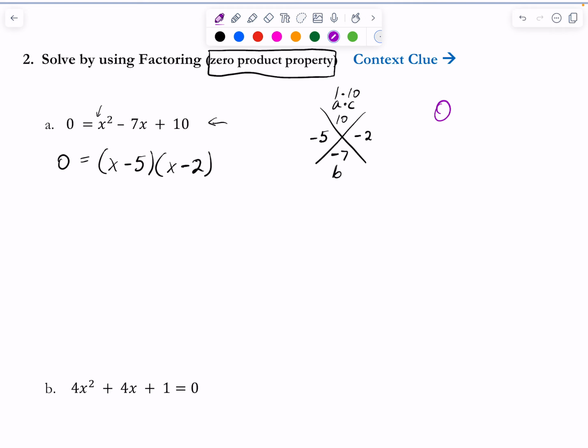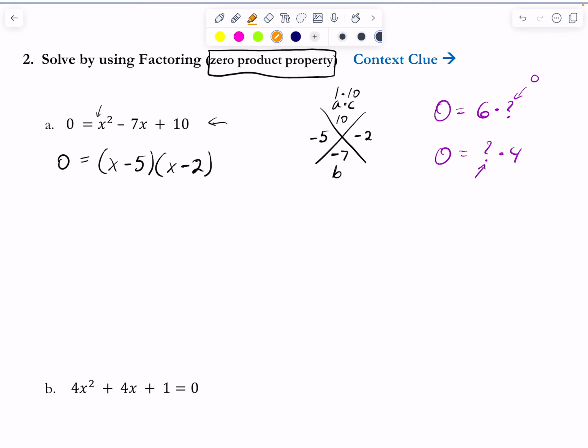Right, if I'm trying to figure out 6 times some number is going to be 0, I know that this has to be 0. If I'm trying to figure out some number times 4 is equal to 0, I know that that question mark has to be 0. Right, so if you can make one of your 2 numbers that are being multiplied together into 0, then the whole thing is going to be 0, right? Because when you multiply by 0, you get 0.